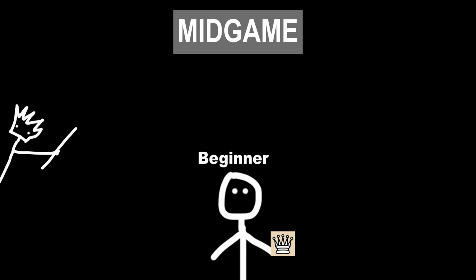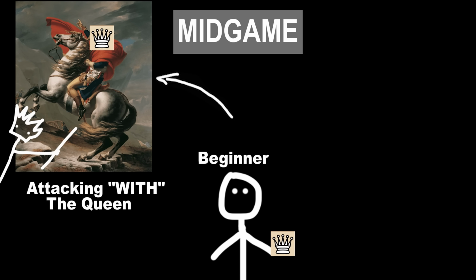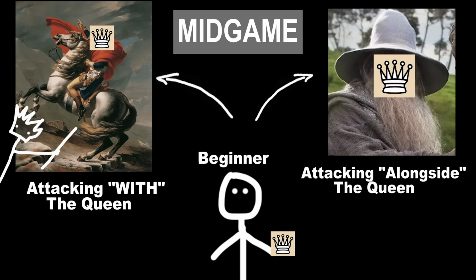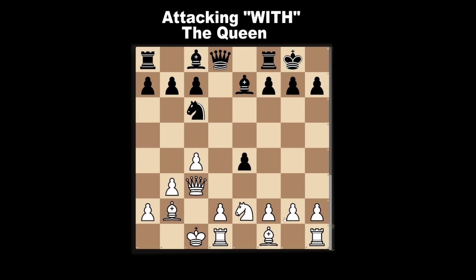But here is another mistake beginners like to make in middle games. They focus on attacking with the queen instead of attacking alongside the queen. If you find the sentence confusing, let me break it down for you in a way you can understand. Attacking with the queen, you have something like this. The queen is in front of the bishop and it's leading the attack on the enemy king. It looks menacing, but it's terrible. The opponent can block easily depending on the position.